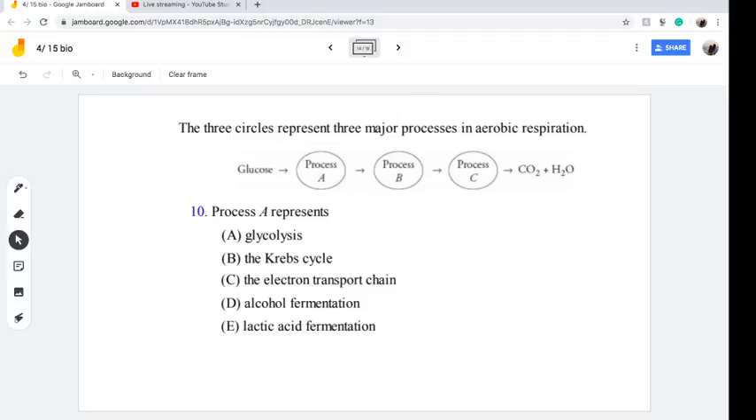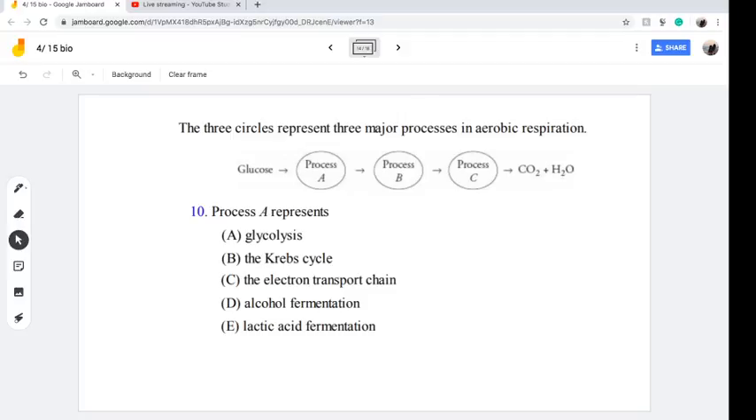So if you have glucose, what has to happen in order for you to get to the citric acid cycle and the others? Well, you need to break down glucose in order to create pyruvic acid. Therefore, the answer would be A, glycolysis.